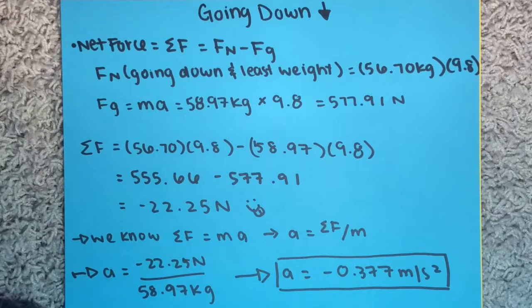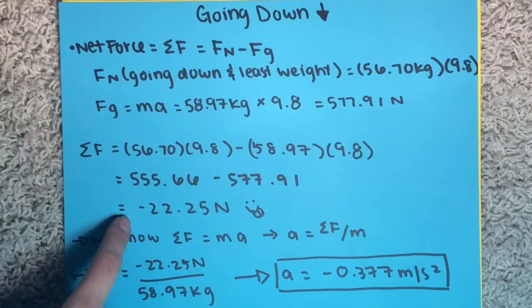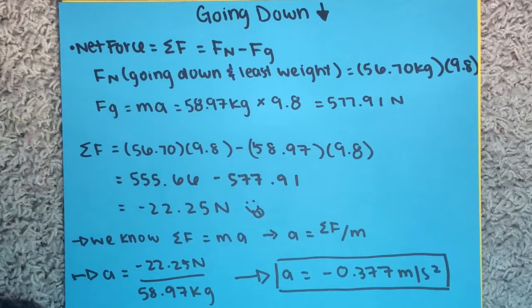Now, when we subtract 577.91 from 555.66, we get a negative 22.25 newtons as an answer. Next, we know that the equation for net force is also equal to mass times acceleration. When we isolate acceleration, we get that acceleration is equal to the net force divided by mass.